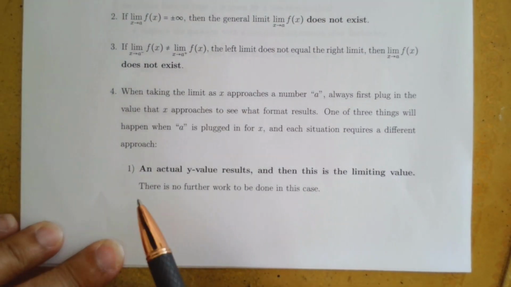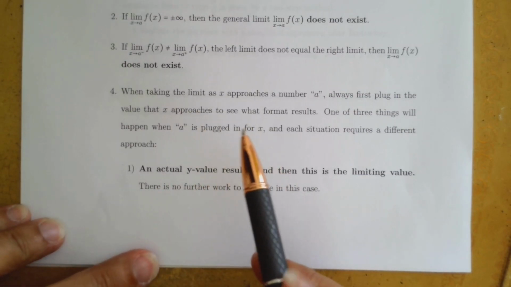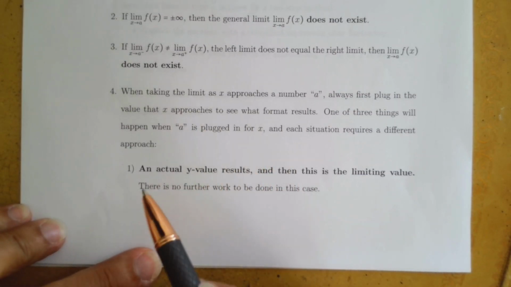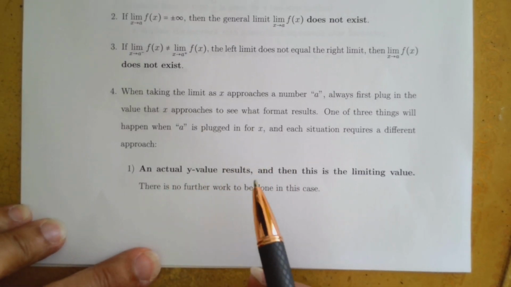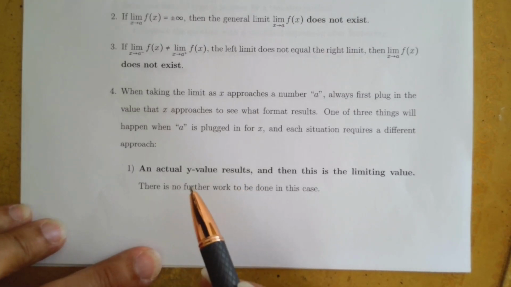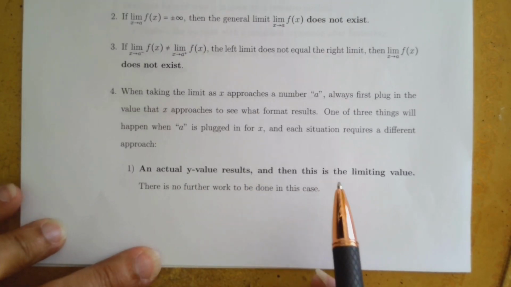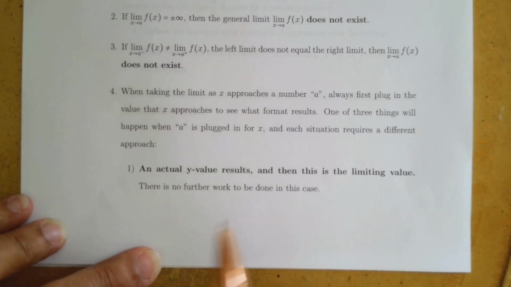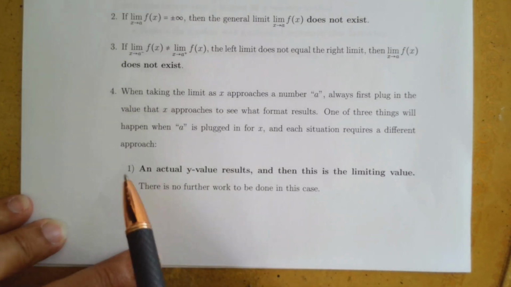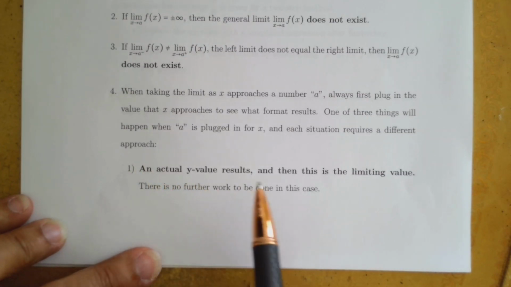So the first thing that will happen, if you plug in the limit value that you're looking for, you will get an actual y value result, okay? If you get a result, then that is the limit, and then you don't need to do anything else. So those obviously are the easy ones, but you're going to always plug in the value, okay?